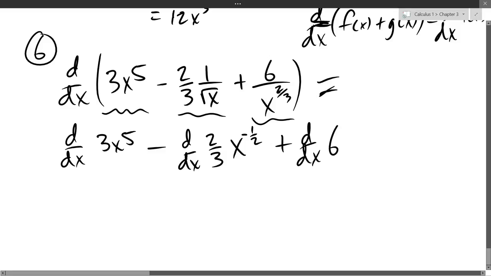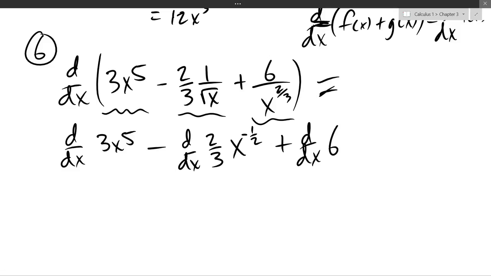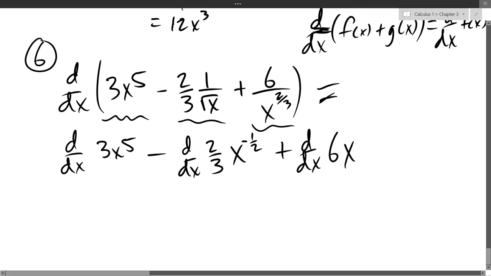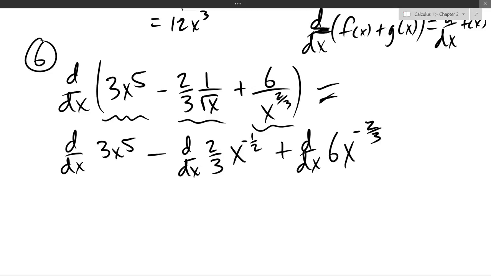How do I deal with the reciprocal of x to the 2/3? This is 6 times x to what power? Yep, just negative 2/3. That's how we'll bring it to the top. So now all you have is 3 regular power rules. So you're going to take those powers, subtract 1, multiply by the original power. So take these 3 derivatives. They sort of go easy to difficult, left to right.